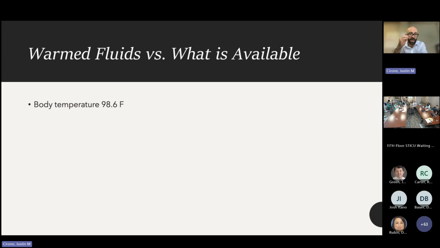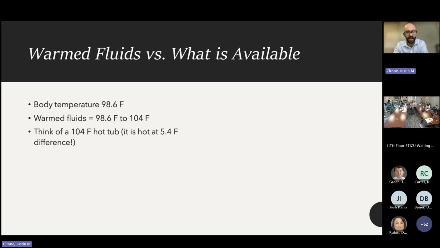Your body temperature in theory is about 98.6 degrees Fahrenheit. In reality, a lot of trauma patients' temperatures are low, hypothermic. Warmed fluids are somewhere between 98.6 to 104. So let's say it's even 104 degrees as the warmest acceptable temperature for warmed fluids to be infused. That's like a really hot tub. A 104-degree hot tub, if you've ever gotten in one, at least for me, that is a very warm hot tub. And it's a 5.4 Fahrenheit difference.